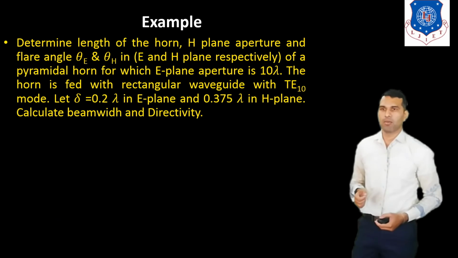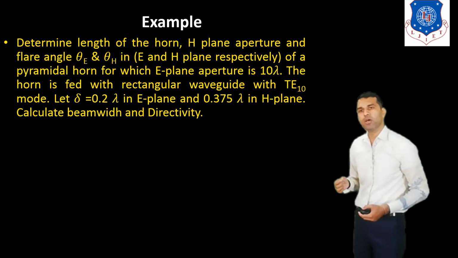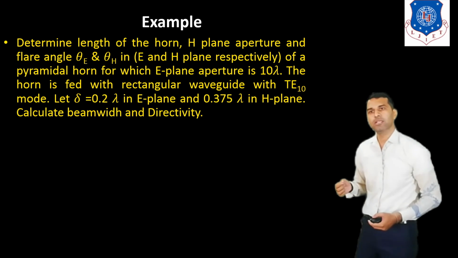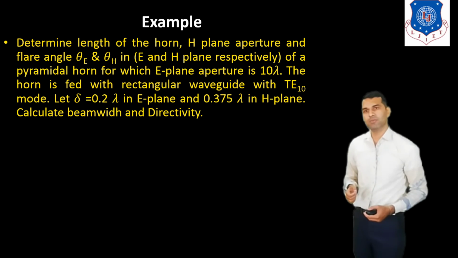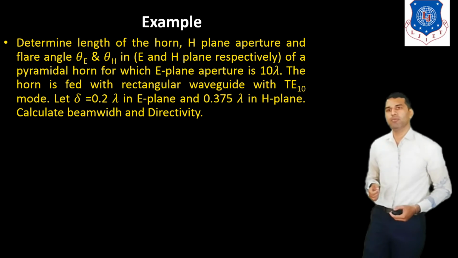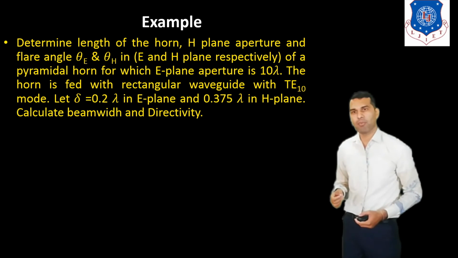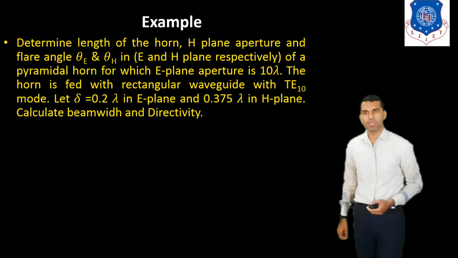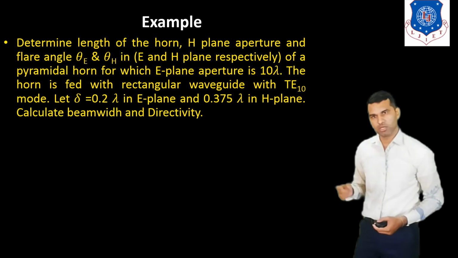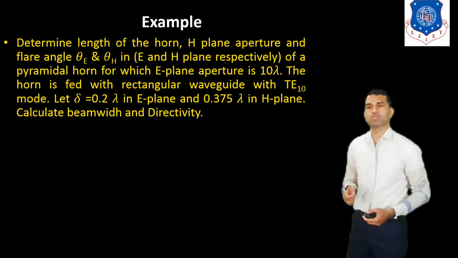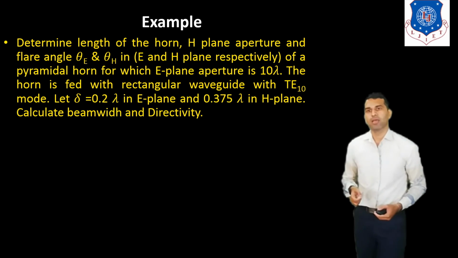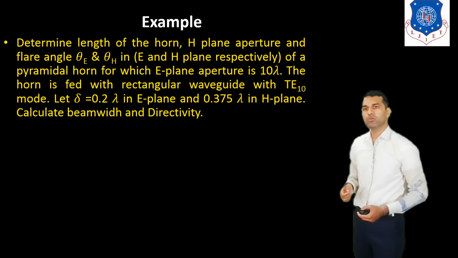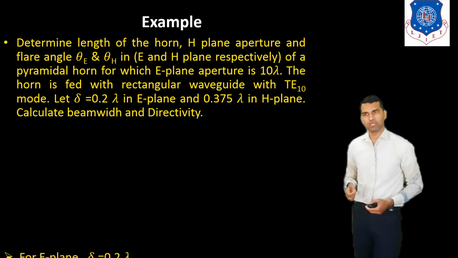Now we calculate one example. Determine the length of the horn, H-plane aperture and the flare angles theta E and theta H in E and H-plane respectively of a pyramidal horn for which E-plane aperture is 10 lambda. The horn is fed with rectangular waveguide with TE10 mode. Delta is equal to 0.2 lambda in the E-plane and 0.375 lambda in the H-plane. And we have to calculate the beamwidth and directivity.